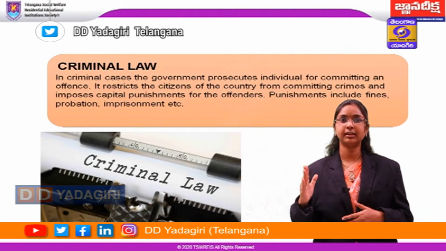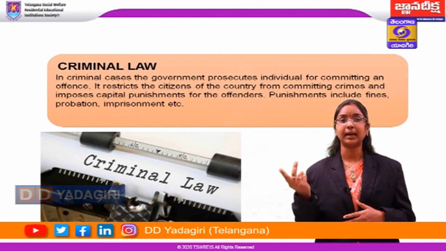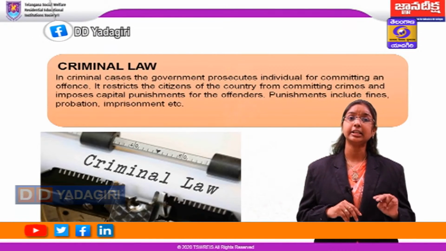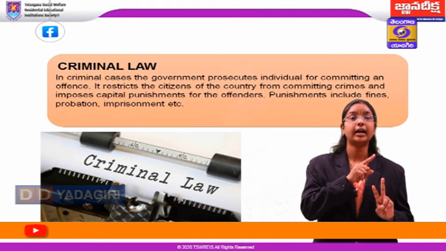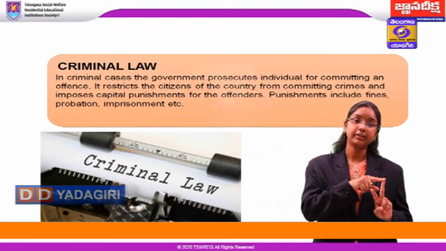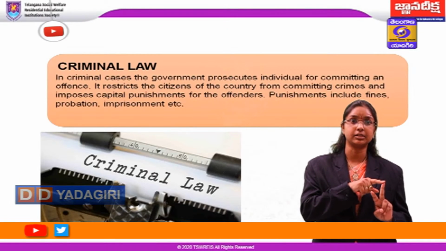So in case of civil law, the names of the parties were plaintiff and defendant. Whereas in case of criminal law, the names of the parties would be prosecutor and defendant. Defendant, you can also call them as accused.